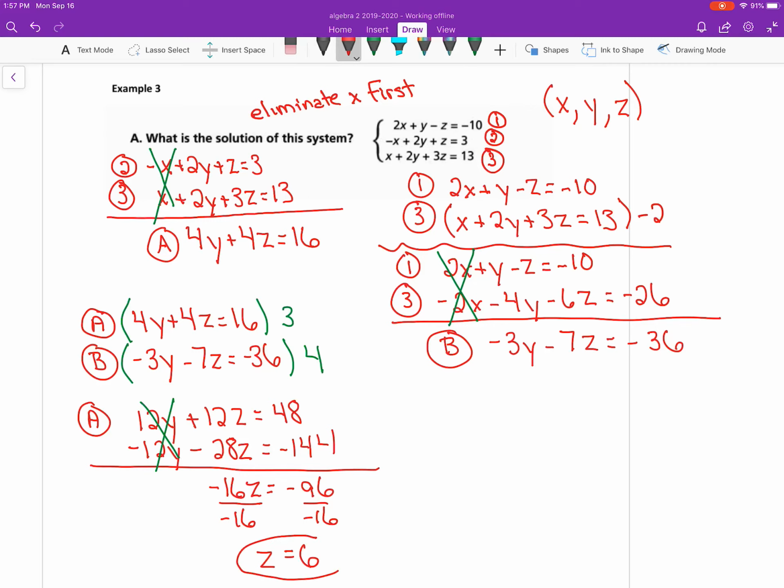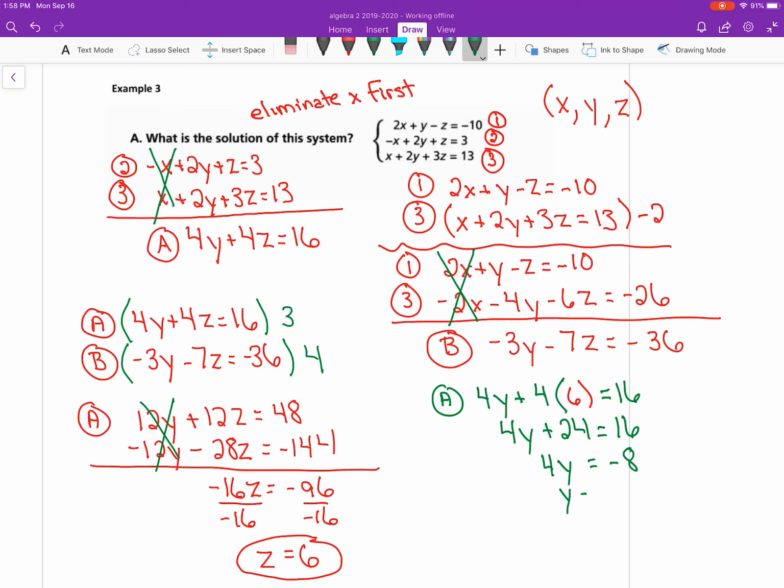Now once I have one of my numbers, I'm going to work backwards and plug back in. So I'm going to take A or B. I'll take A, and I've got 4y plus 4 times z, which is 6, equals 16. So 4y plus 24 equals 16. So 4y equals -8, or y equals -2.